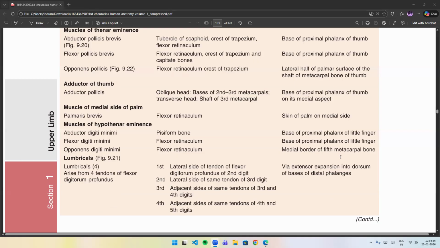Next is your lumbricals, figure 9.21. Lumbricals, they are 4 in number and they arise from 4 tendons of flexor digitorum profundus. Origin: the first one, from lateral side of tendon of flexor digitorum profundus of second digit. The second one, from lateral side of the same tendon of third digit. Third one, adjacent sides of same tendons of third and fourth digits. And the fourth one, adjacent sides of same tendons of the fourth and fifth digits. And the insertion is via extensor expansion into dorsum of bases of distal phalanges.